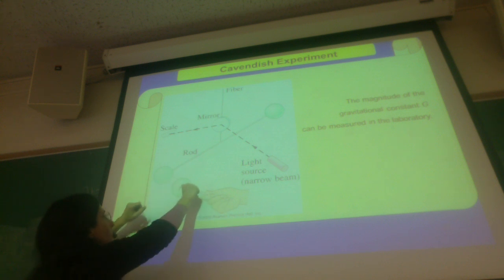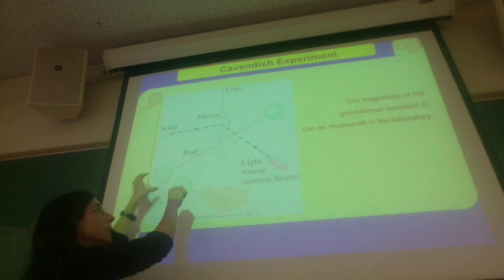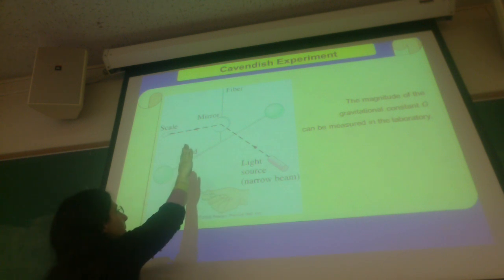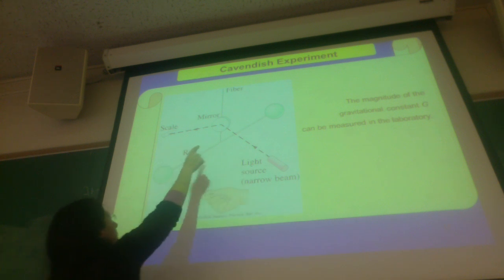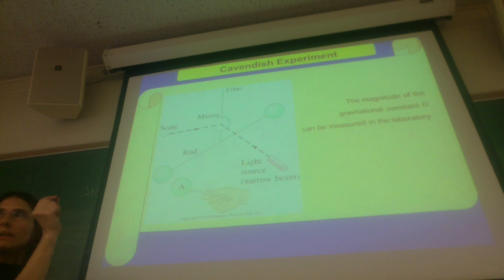Okay, so I'm holding this one here. What happens? This one comes closer, a little bit, because of this force. What happens to the mirror? Oh, it tilts a little bit, and the reflection of the laser is not going to be at the same point, a little bit outside. And from that you can compute what is the big G. You can determine what? The big G. Okay?